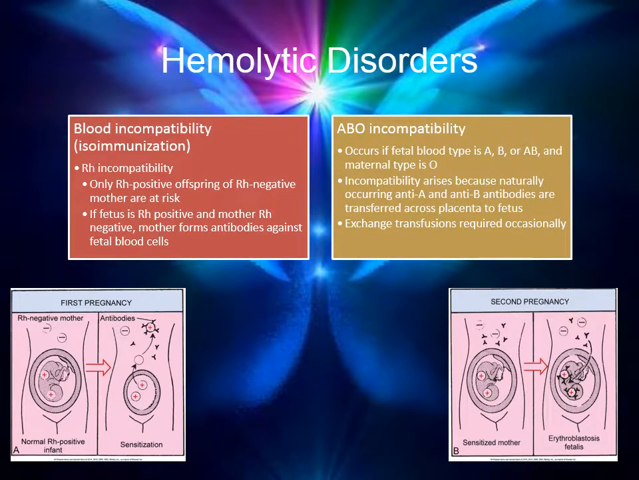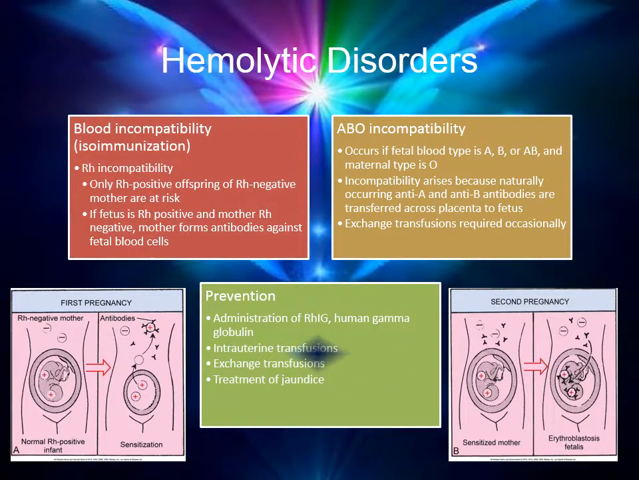Okay, ABO incompatibility. It occurs if fetal blood type is A, B, or AB and the maternal type is O. Incompatibility arises because naturally occurring anti-A and anti-B antibodies are transferred across the placenta to the fetus. Exchange transfusions are required occasionally.